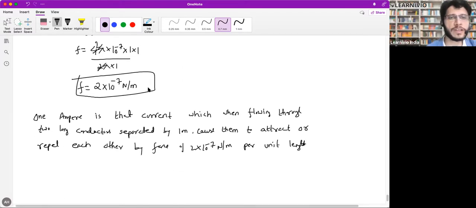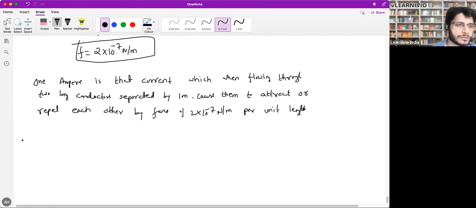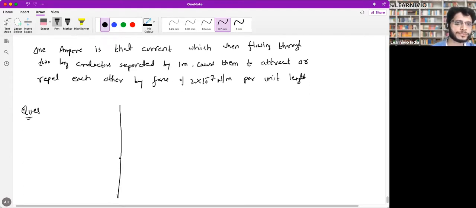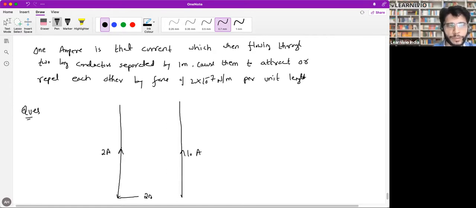So we'll do two numericals on this concept. The first one is straight formula based. The second is a question from NCERT. So we have two conductors. One is carrying a current of 2 ampere. This is formula based, just to make sure that you know how to use this formula. And they are placed at a separation of 2 meters. This is 1, this is 2.